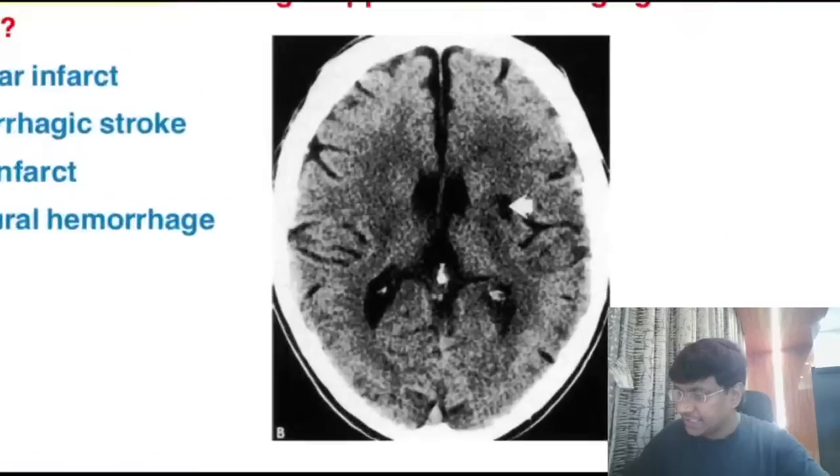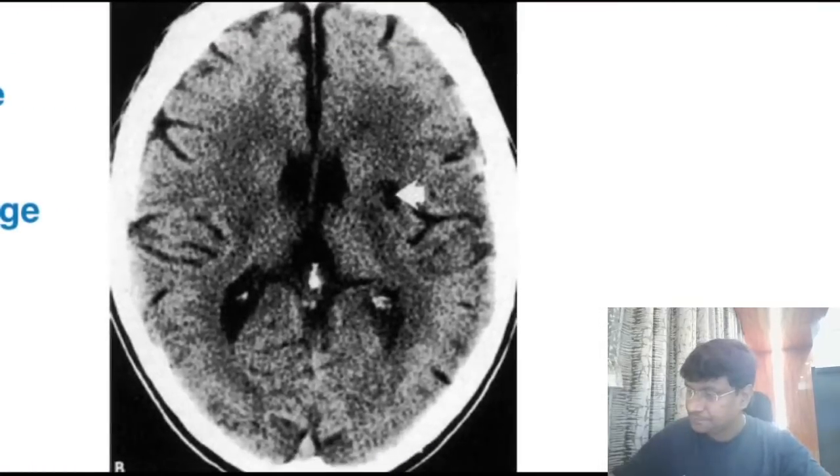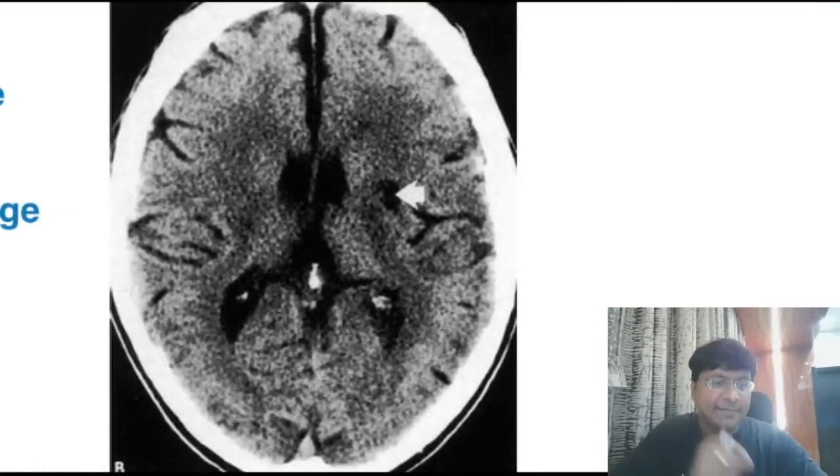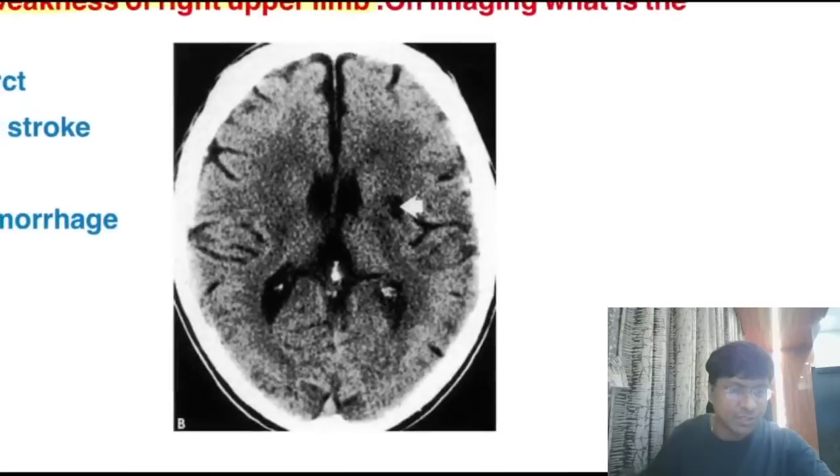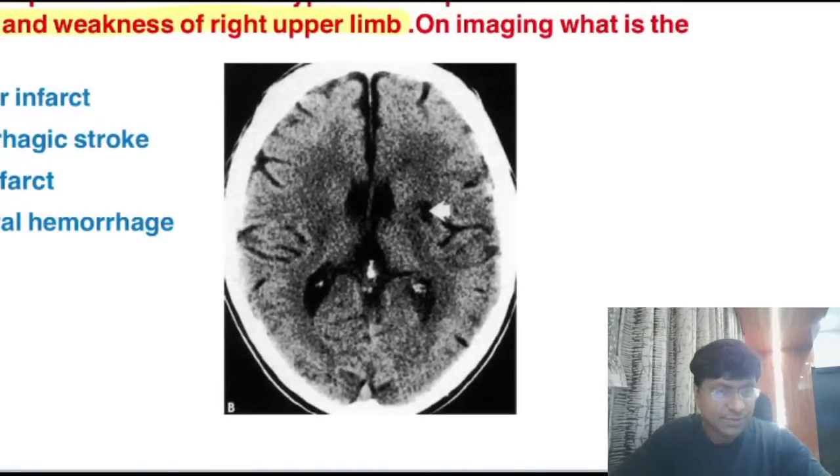I'll just zoom this imaging for you. So that history is very important. Chronic hypertension, that history is very, very important here. No, it is not the MCA stroke. No, it is not the MCA stroke.